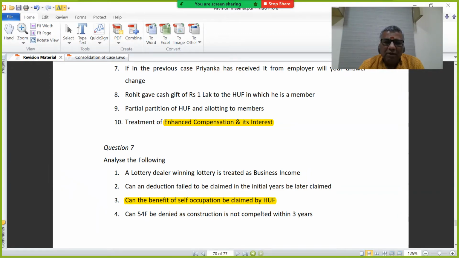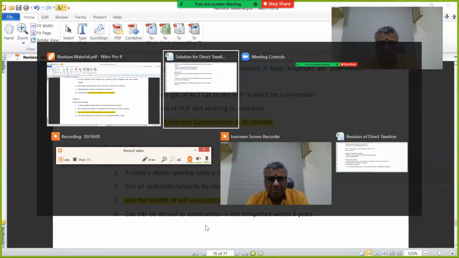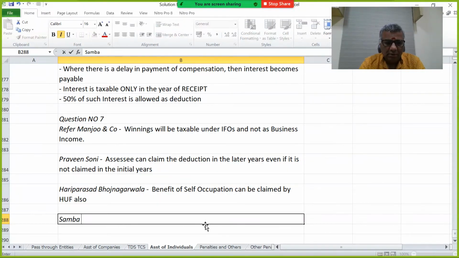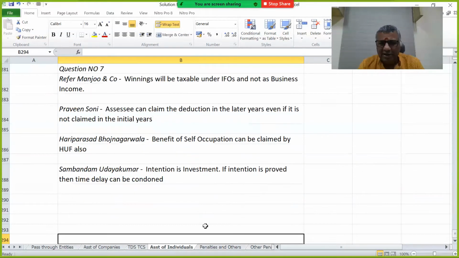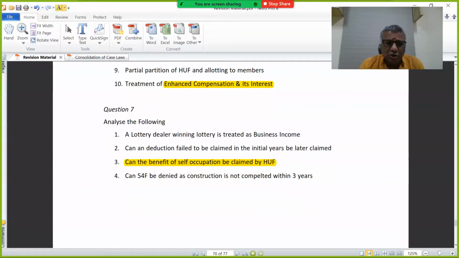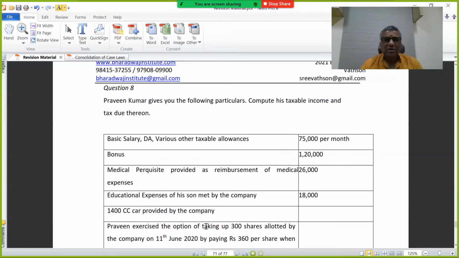Can 54F be denied as construction is not completed within 3 years? Okay. Intention is investment. If intention is proved, then the time delay can be condoned. So it is possible; it's not necessary that the construction should be within 3 years. Right.